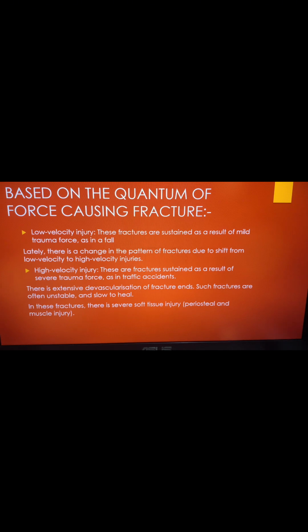In these high velocity injuries, the fractures are sustained as a result of severe trauma force or traffic accidents. In this fracture, there are severe soft tissue injuries, like the compound fracture that we showed you before.